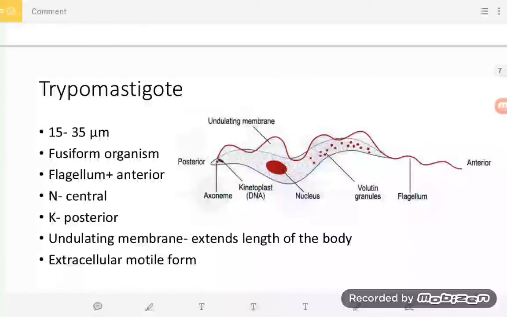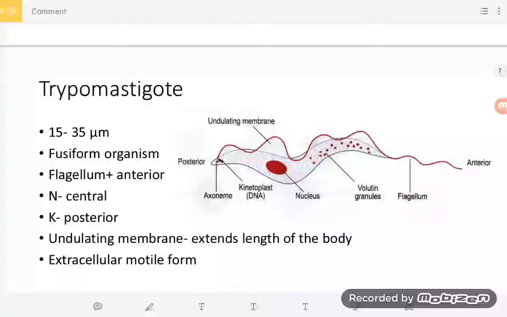Then we will move to the trypomastigote form. This is also a 15 to 35 micrometer fusiform organism, same as before. The flagellum is posterior actually, and the nucleus at center, kinetoplast posterior, right? That means the flagellum we can see coming in the anterior part, but the flagellum arises from the posterior part. You have to remember that point. The undulating membrane we can see all over the body, extended to the length of the body. And this is also an extracellular form. This is the infective stage in Trypanosoma species.